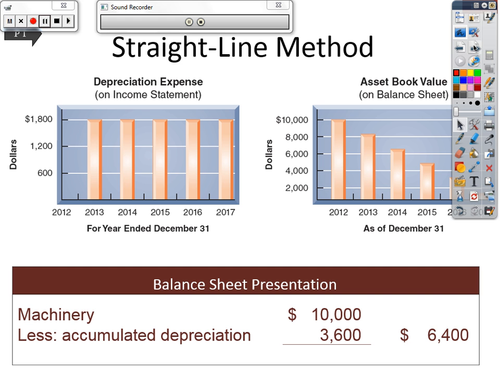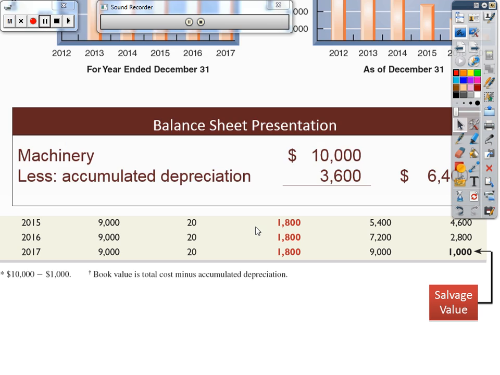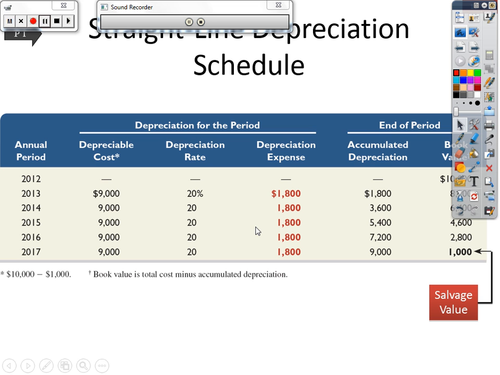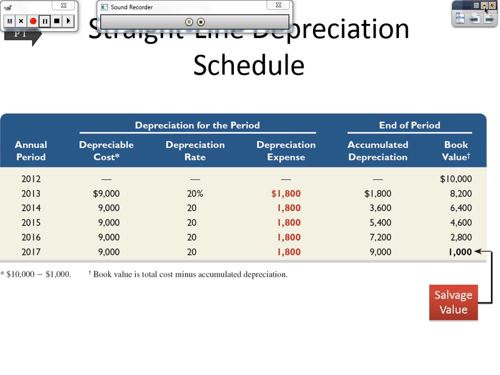Does it? Does the cost actually change? See, this is what I was talking about. Notice how the depreciation periods, the first year, obviously there's no depreciation. This is the year that you bought it in 2012, right?